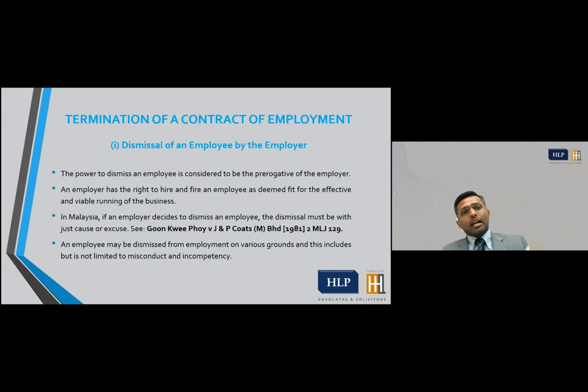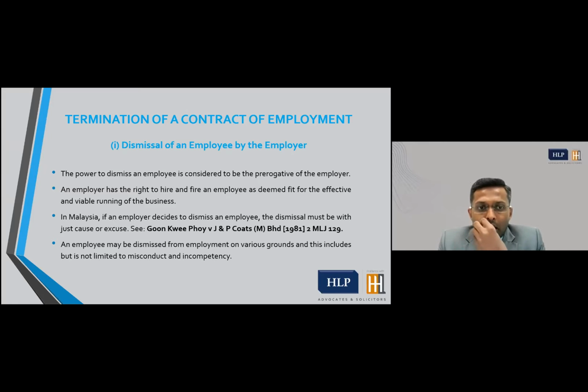Now, let's deal with the first aspect, which is termination of an employment contract through the dismissal of an employee by the employer. Now, under the law, an employer has the right to hire and fire. The power to dismiss an employee is considered to be the prerogative of the employer. So an employer is entitled to hire or fire any person it deems fit for the effective and viable running of its operations, of its business.